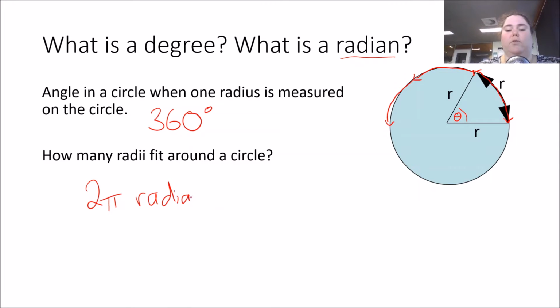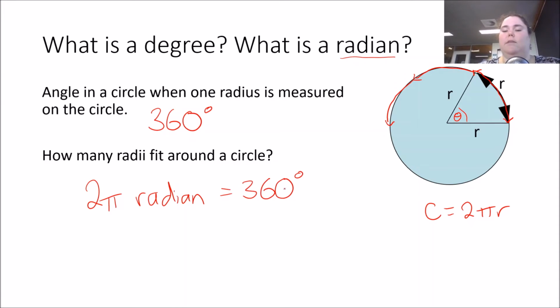So we're going to say 2 pi radians in a full circle, because we know the circumference of a circle is 2 pi r. Someone very smart has already figured that out for us. So 2 pi radians is how many fit around. It's about 6.3. If we physically measured it, that's what we get. What's really nice is we now know that 2 pi radians equals 360 degrees.